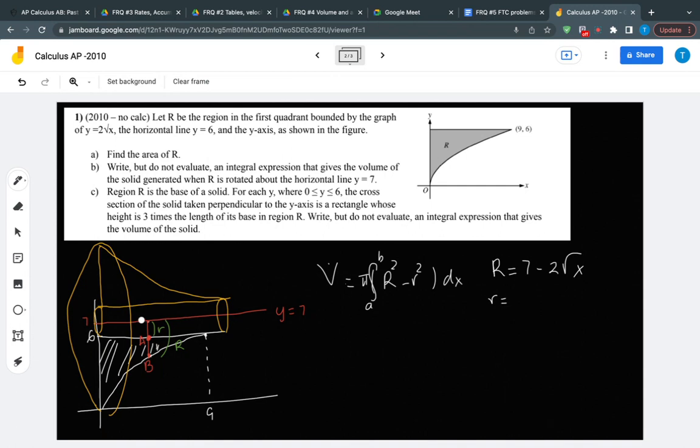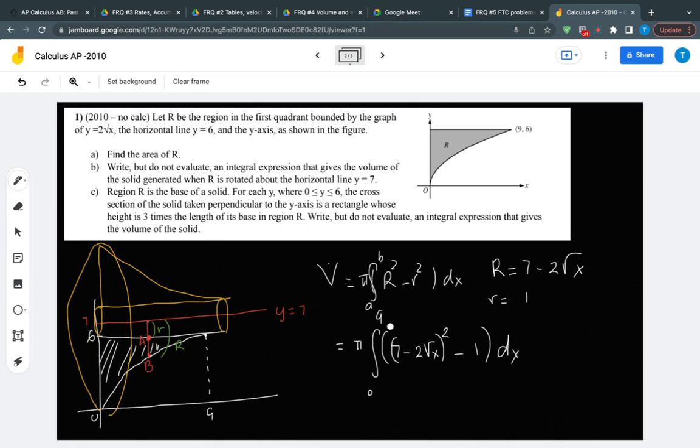And small r is from 7 to 6, so that means it's 1. Then the same thing: a and b here are from 0 to 9. So it's the integral from 0 to 9 of big R squared, that means 7 minus 2 square root x squared, minus small r squared, 1, dx. That's it, because we don't need to evaluate it.